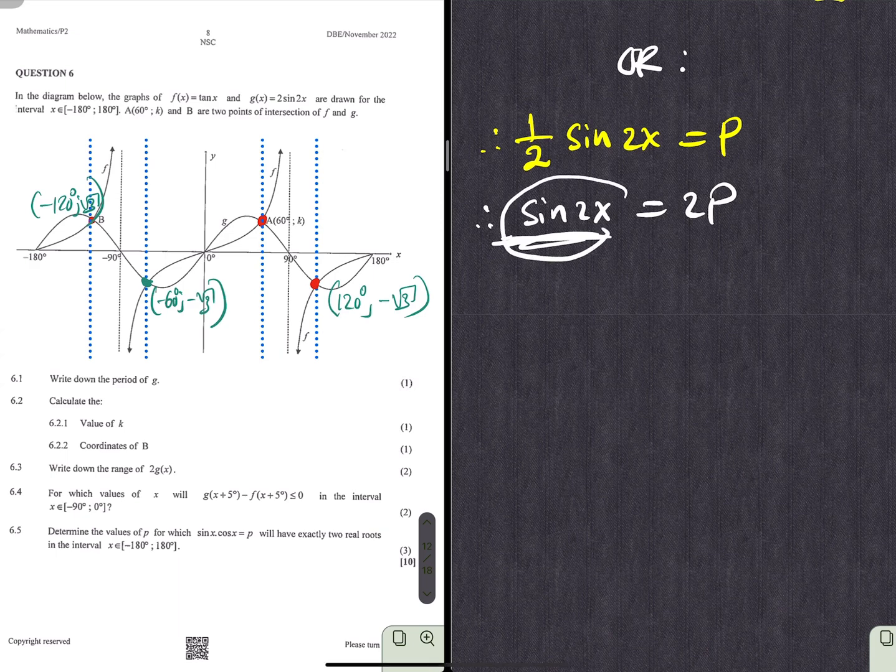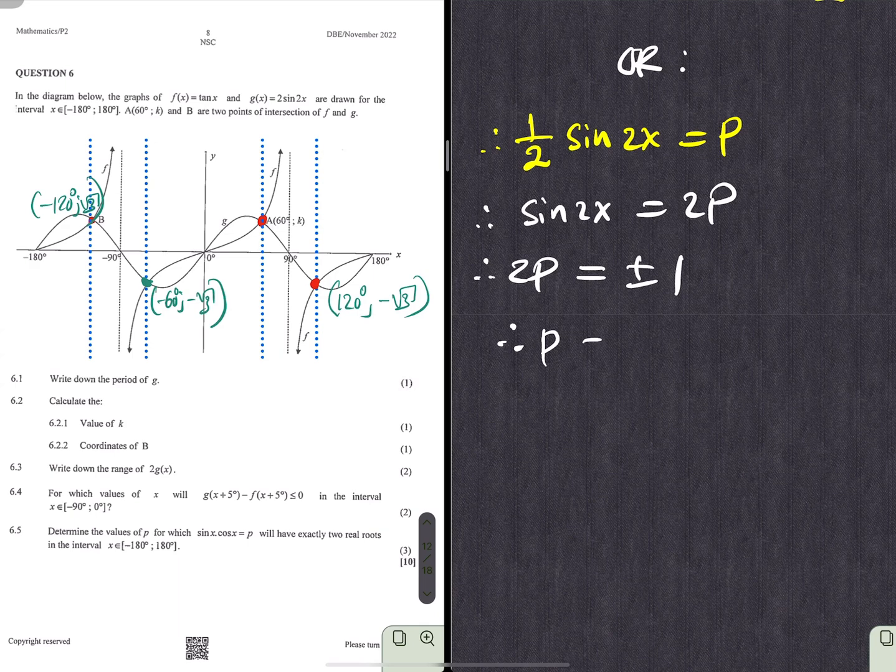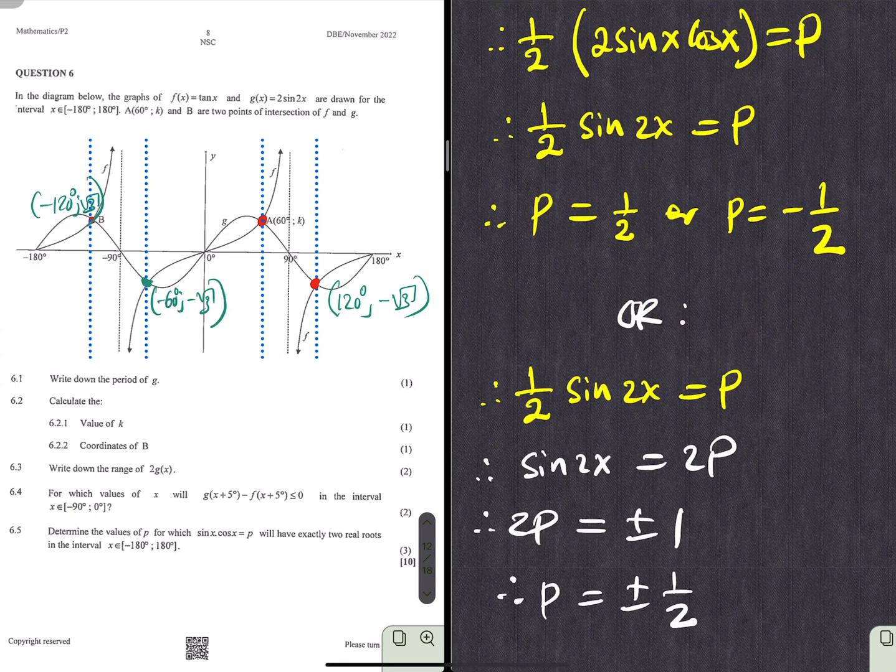If you try to sketch it, this graph is really going to behave something like those snakes, you know them. So it's going to have a minimum and a maximum at plus or minus 1. So this means that you're going to have a 2p, which is this 2p here, equals plus or minus 1. Therefore, you divide everything by 2. You get p equals plus or minus 1 over 2, which is what we got there.